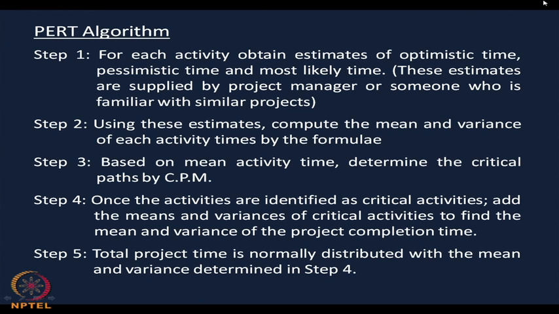That is, once you have identified the critical activities, we use the mean and variances of the critical activities, and we can find the mean and variance of the project completion time. Total project completion time is normally distributed with the mean and variance determined in step 4.